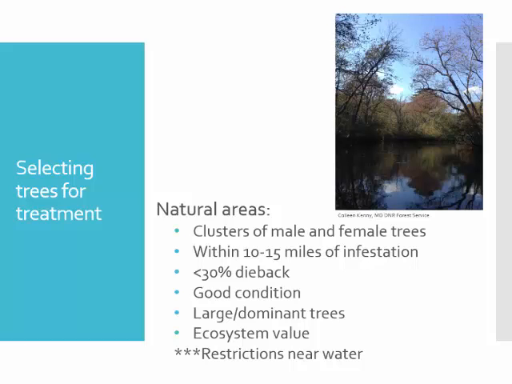All the other same rules apply: within about 10 to 15 miles of an infestation, less than 30% dieback, good condition. Probably want to look at some of the more dominant trees in your system, almost like a seed tree approach. And then for this approach, you're probably going to be looking at trees that have some important ecosystem value. Maybe you've got some rare species of ash. Maybe you've got an extensive riparian stand, something like that. But again, there are restrictions near water. If you've got ash trees that are growing in the water, you can't treat those. So it's going to depend on what your site characteristics are like.